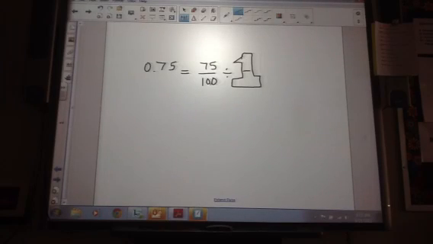Think about money. There's a certain coin I'm thinking of. All right, so hopefully most of you got 25. Quarters, right? 3/4 is 75 cents and 4/4 is $1. All right, so 75 divided by 25 is 3. 100 divided by 25 is 4. And we arrive at 75/100 is equal to 3/4.